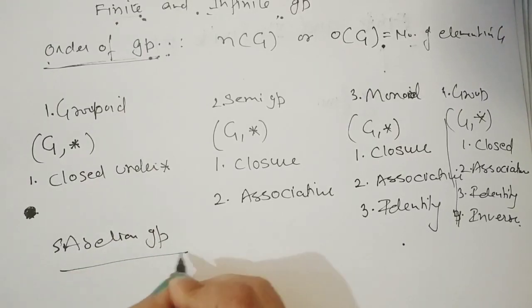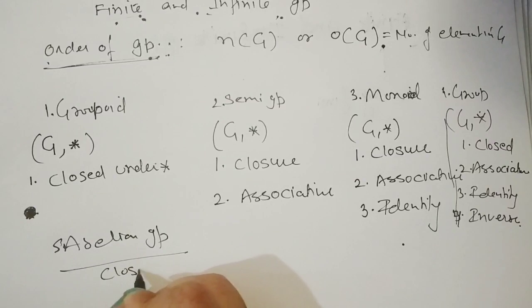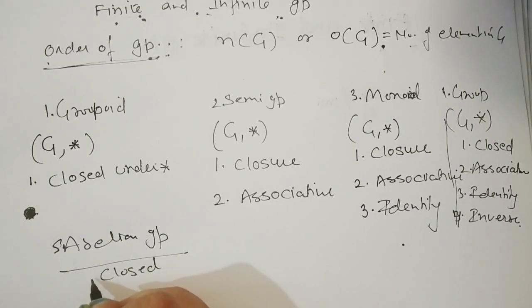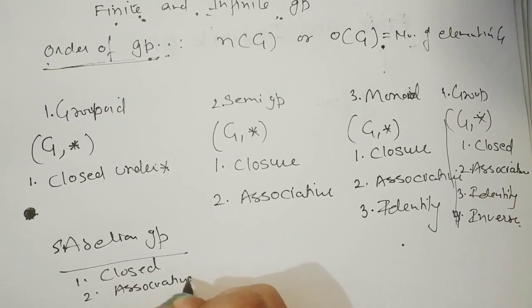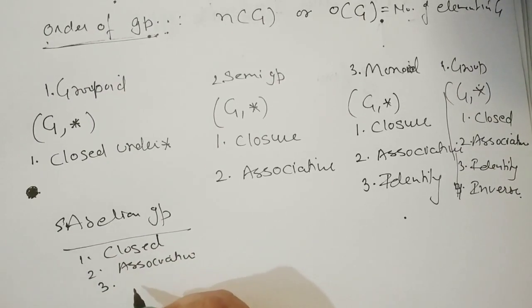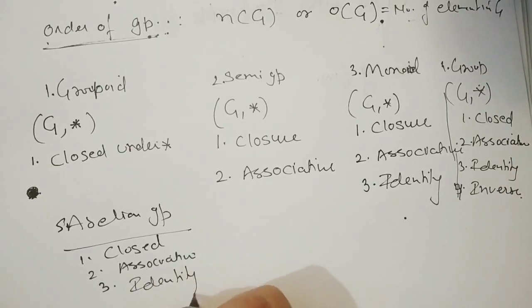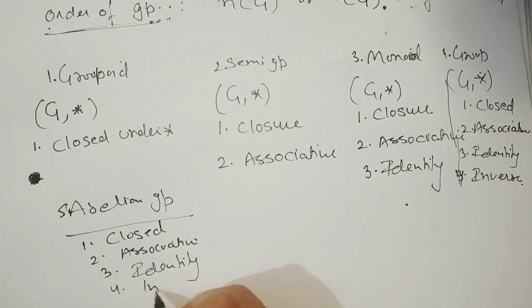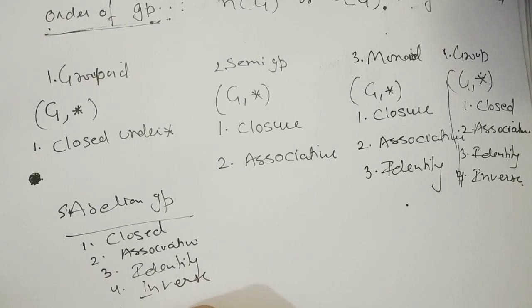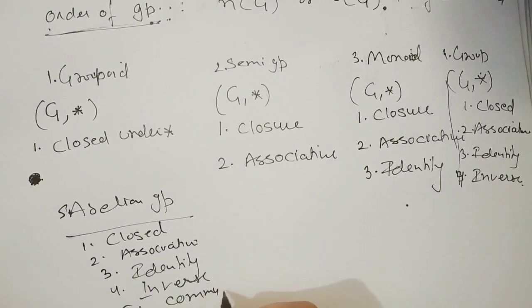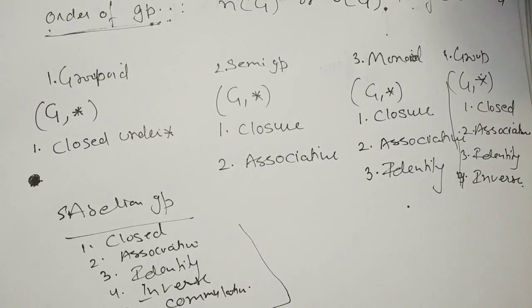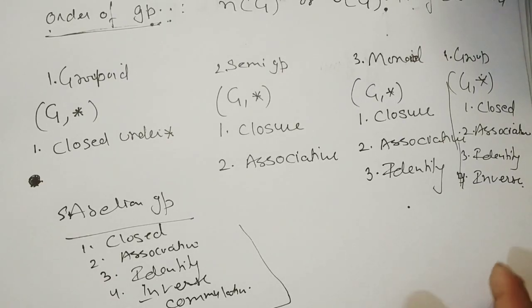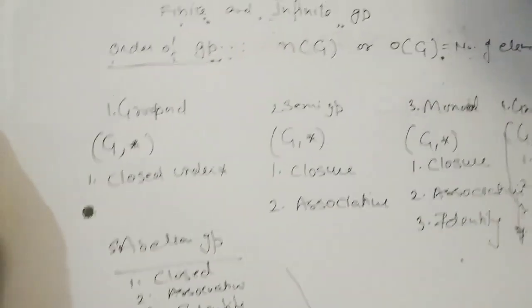What is an abelian group? If it is closed, it is associative, number 3 is identity, number 4 is inverse, and number 5 is commutative. If these 5 properties are true for a set, that is called an abelian group under that operation. Now next, come to an example.